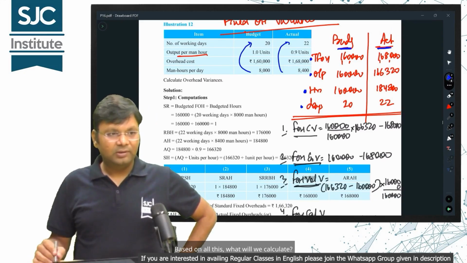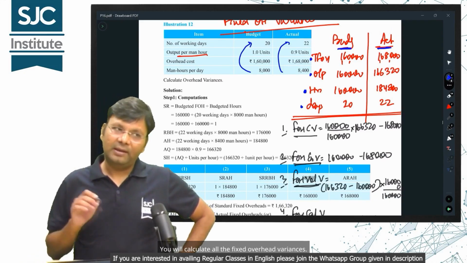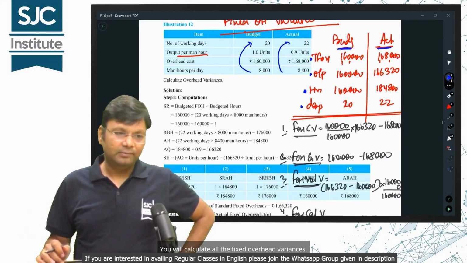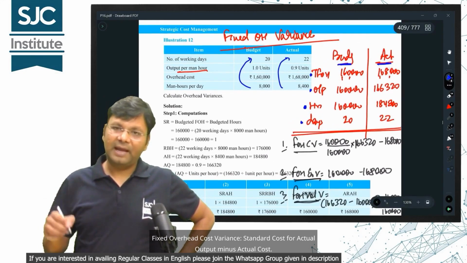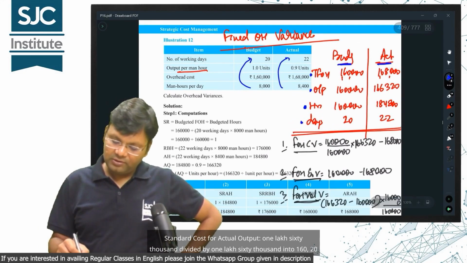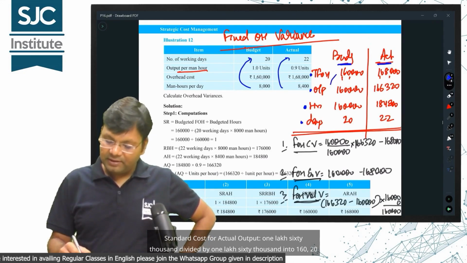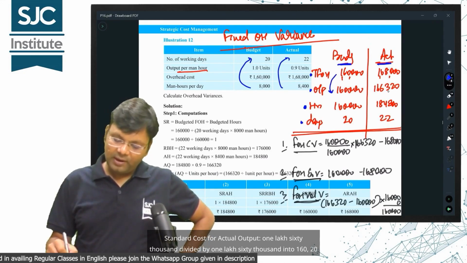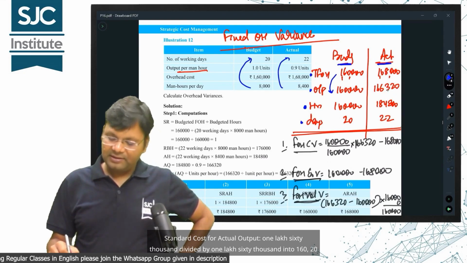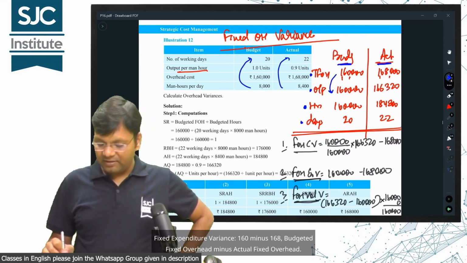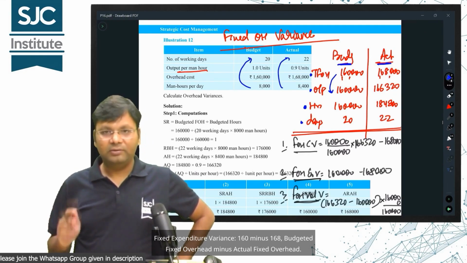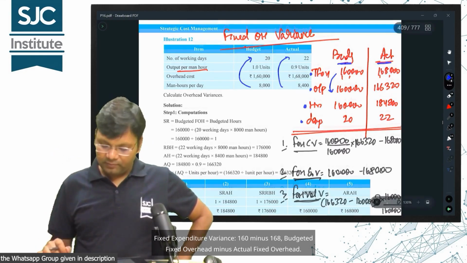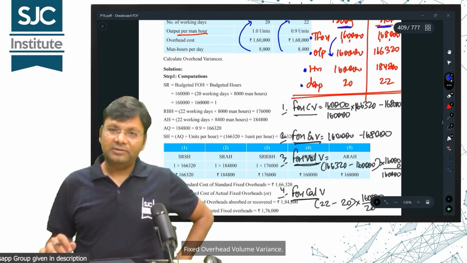Based on all this, what will we calculate? You will calculate all the fixed overhead variances. Fixed overhead cost variance, standard cost for actual output minus actual cost. Standard cost for actual output, 1,60,000 divided by 1,60,000 into 160, 20 minus 168. Fixed expenditure variance, 160 minus 168, budgeted fixed overhead minus actual fixed overhead. Fixed overhead volume variance.